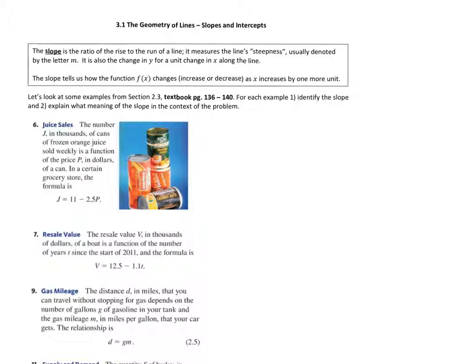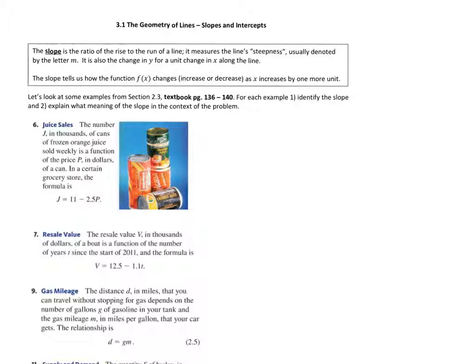But let's go back to the definition of a slope. We are told that the slope is the ratio of the rise to the run of a line. It also measures the steepness of that line, and the slope also represents the change in y for every unit change in x along that line. So basically, the slope tells us how the function changes, and when we say change, you want to be specific about that change. You want to indicate that that change is either an increase or a decrease. So the slope tells us how the function increases or decreases as x increases by one more unit.